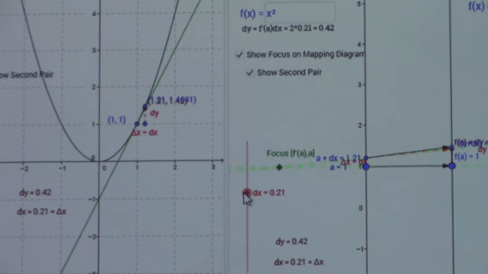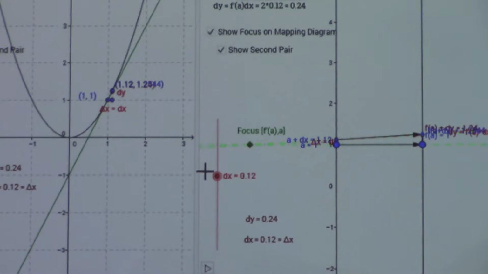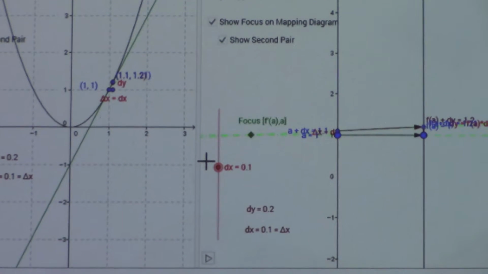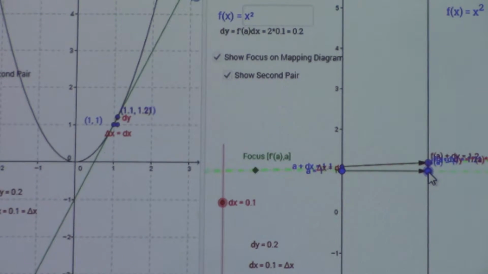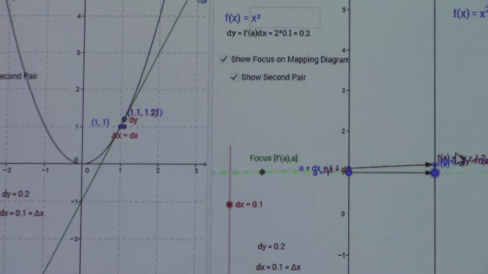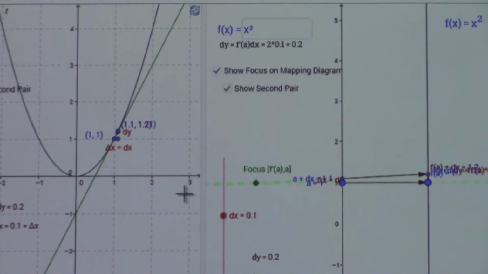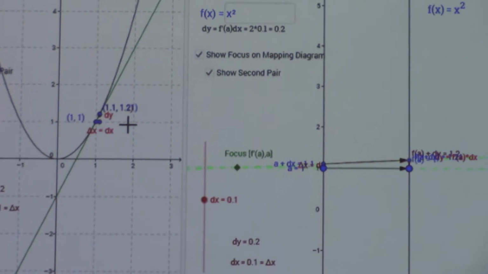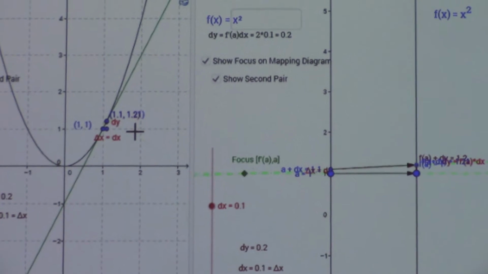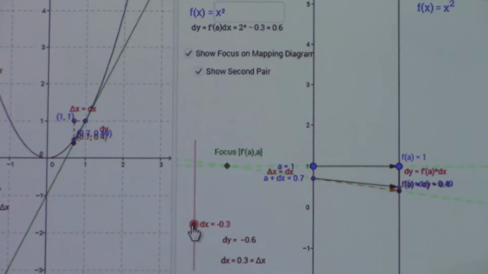We take the dx down even smaller, say to 1/10. And we see that the differential is 2/10, and it's very hard to tell the difference between the value of the function and the estimate. The value at 1.1 is 1.21, and we're estimating it at 1.2, so we're only off by 1/100. We can also do that from the negative side as well.